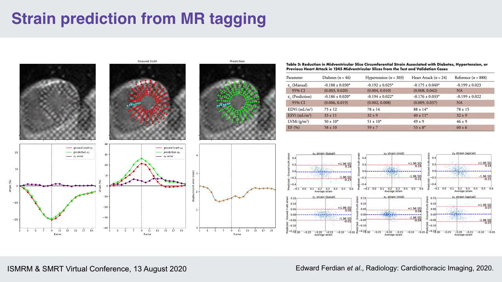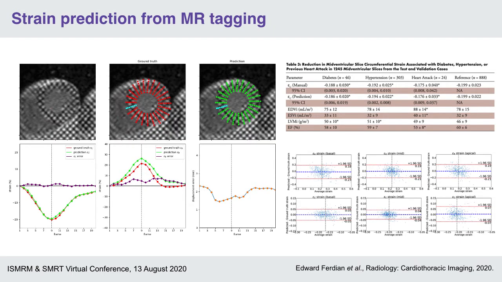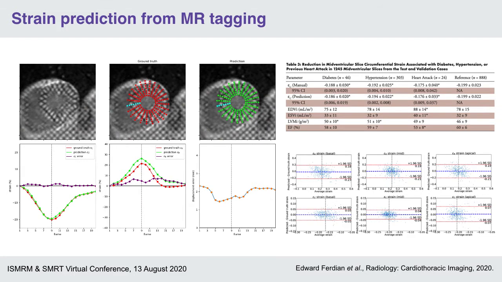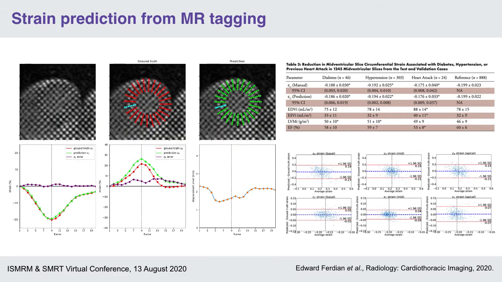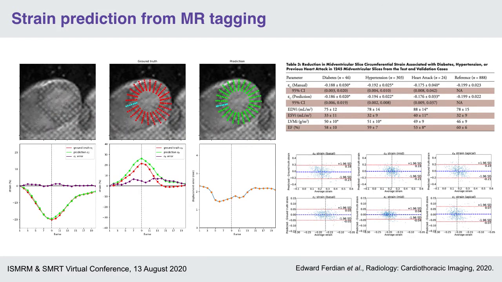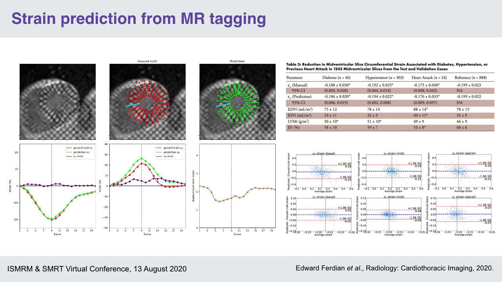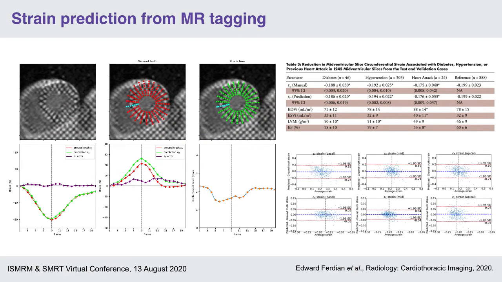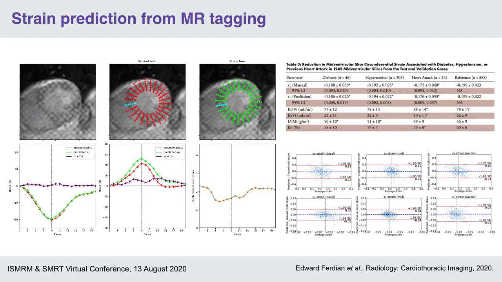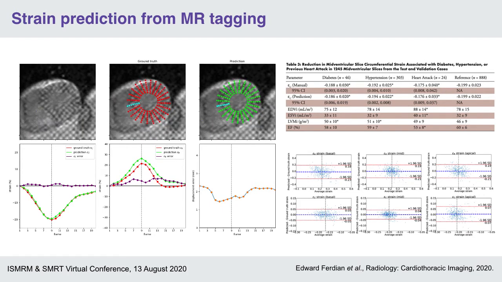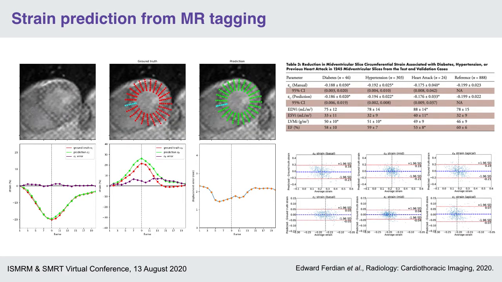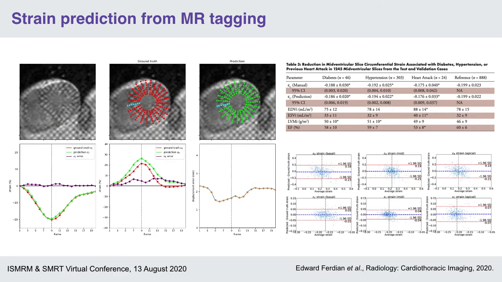And here is the result for one prediction from the MR tagging. We can see the ground truth in the middle and the prediction of the tag patterns on the right side. You can see that visually it correlates nicely, and we can calculate the strain from that, and the errors of the strains are comparable with the manual calculations. So this is one example of CMR in MR tagging.